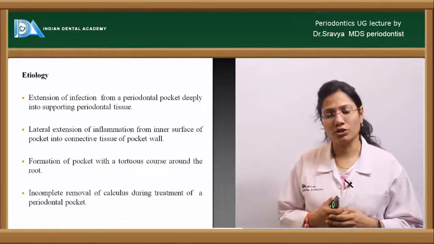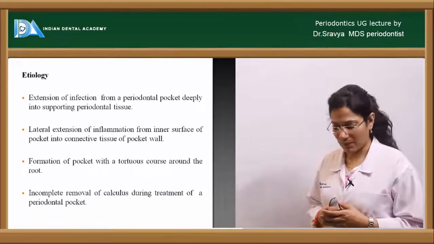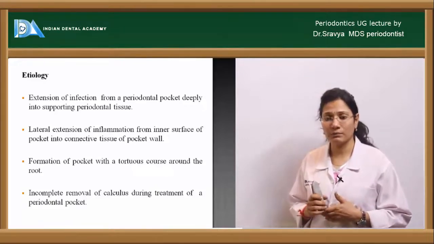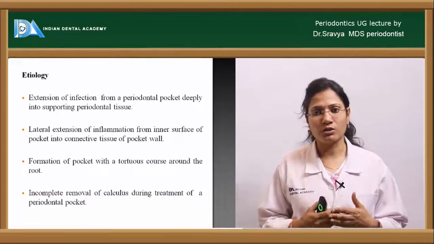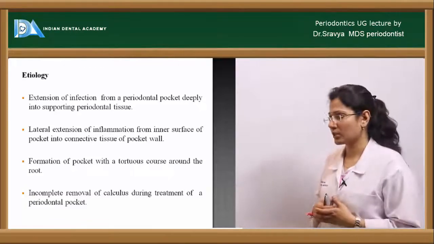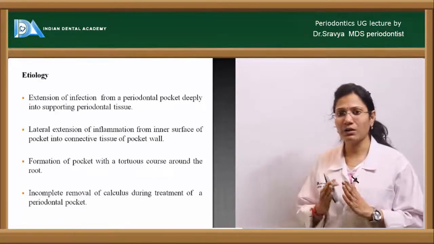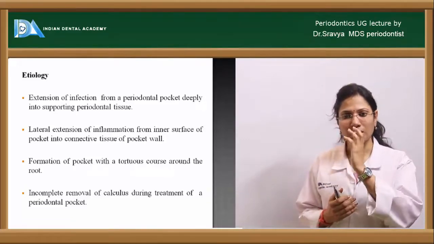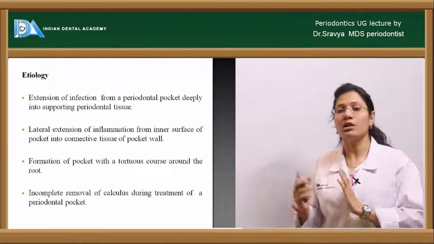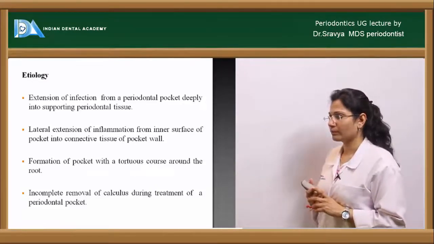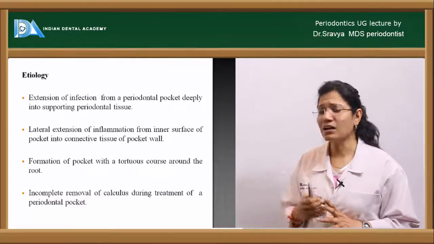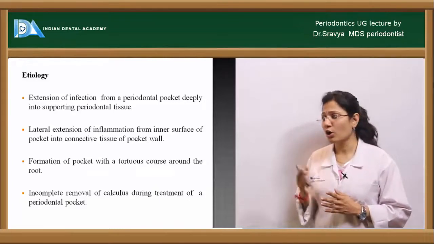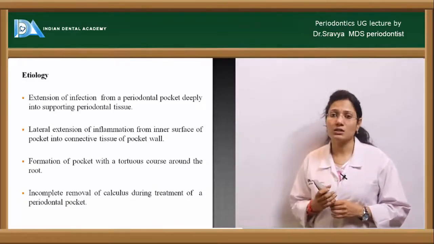There can be four etiological reasons for the development of a periodontal abscess. The first is the spread or extension of inflammation or infection of the periodontal tissues into deeper pockets. The second can be a lateral extension of the infection, where probably only the epithelium is involved and it spreads laterally into the gingival connective tissue of the pocket wall. The third reason can be formation of a pocket with a tortuous course around the root, so probably a spiral pocket.